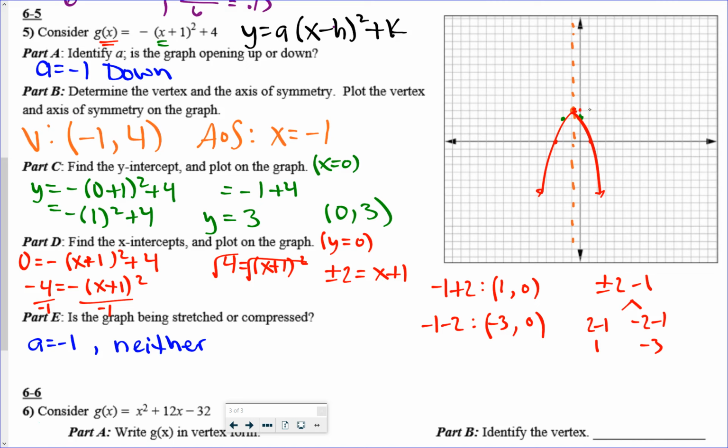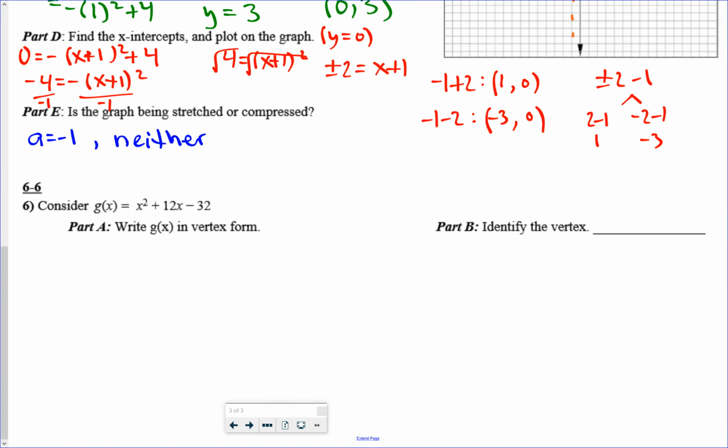All right. 6-6. Here we go. We did this yesterday. We have x squared plus 12x minus 32. They want me to get it in vertex form and then identify the vertex. So remember, vertex form is y equals a times (x minus h) squared plus k, right? Our vertex is (h, k). So that's what it's asking me to fill in. So I obviously need my a, my h, and my k.